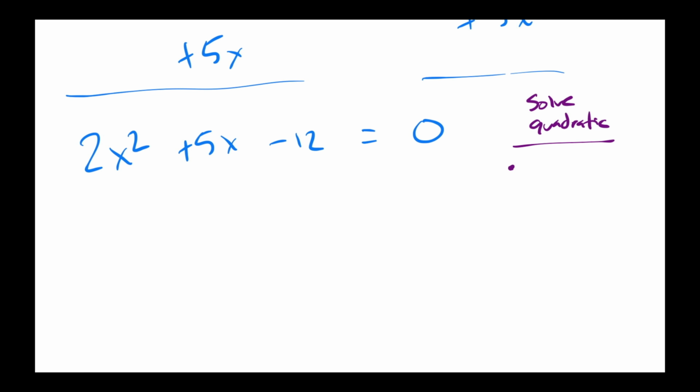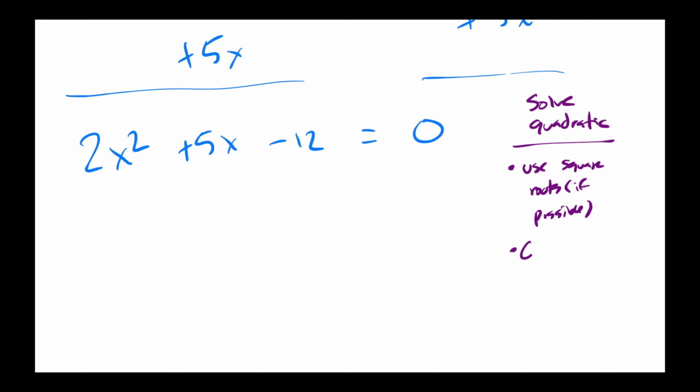We can use square roots if possible. And in this case, it's not possible because I have this middle term. If I just had this x squared and not this middle term, I could just divide it by 2, square root both sides, and I'm done. But we have that middle term, so we can't use square roots.